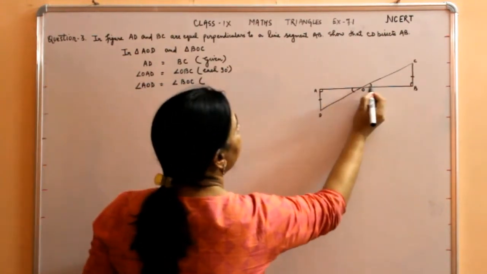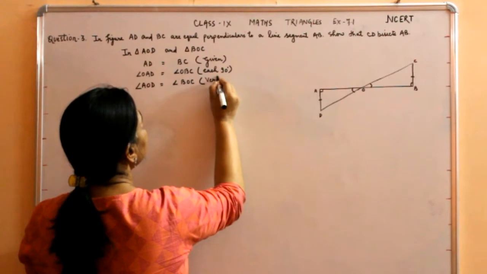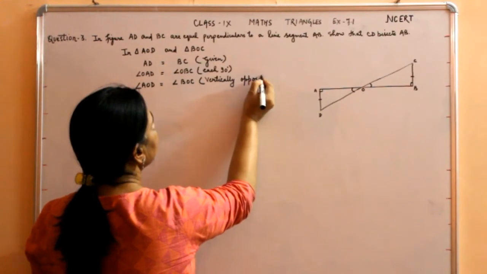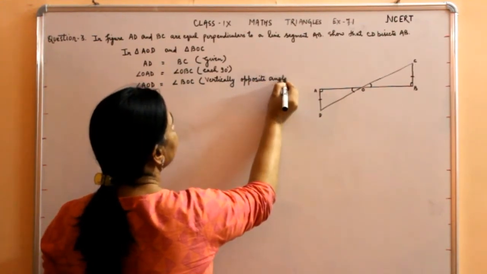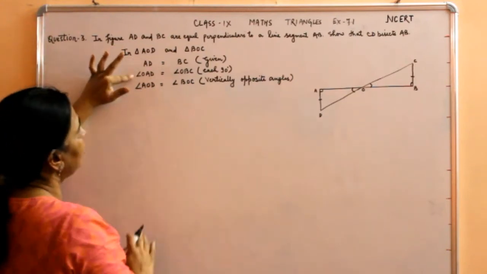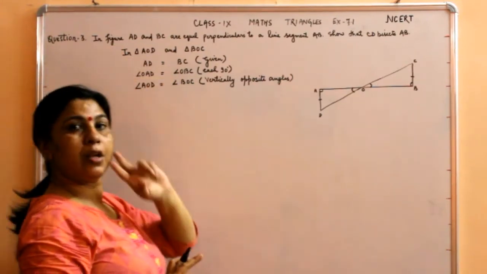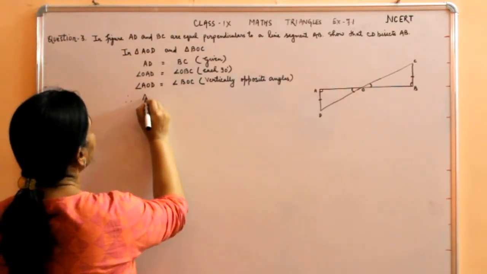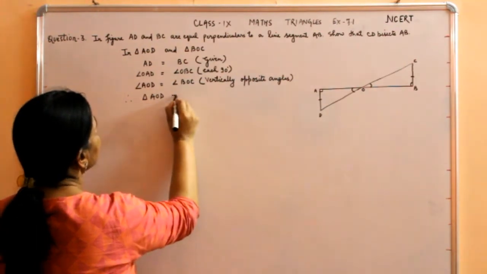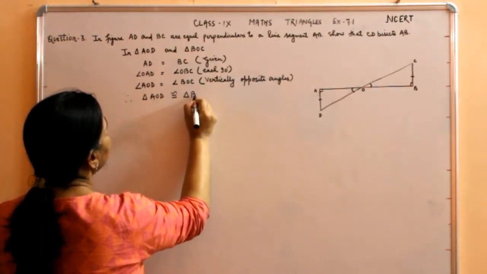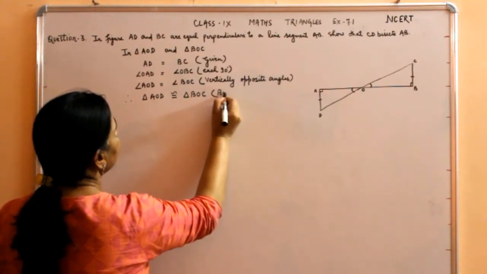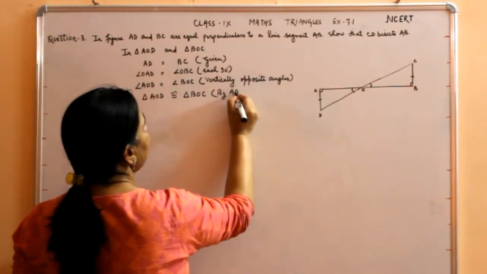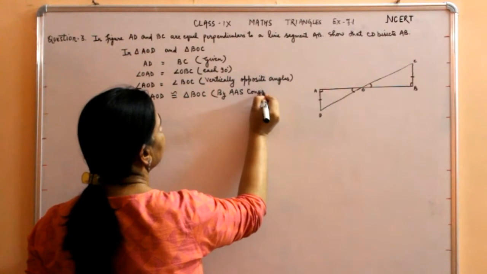Why? Because these two are vertically opposite angles. We have proved that three elements of these two triangles are equal. That means the two triangles are congruent. Therefore, triangle AOD is congruent to triangle BOC by which congruency? Angle side, that is AAS congruency.